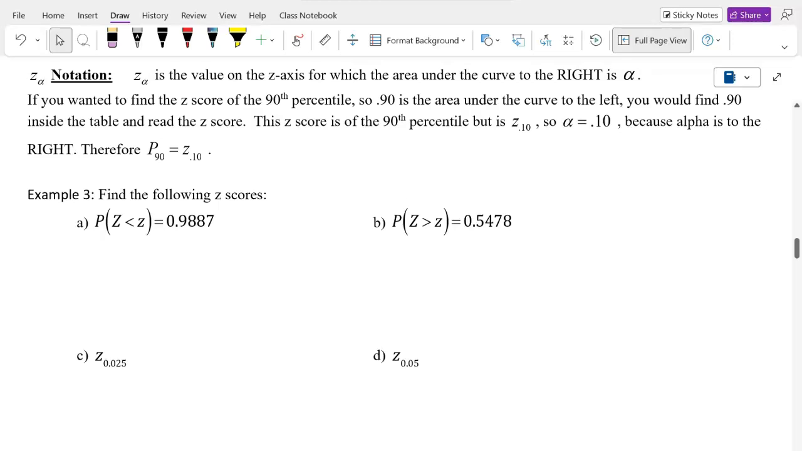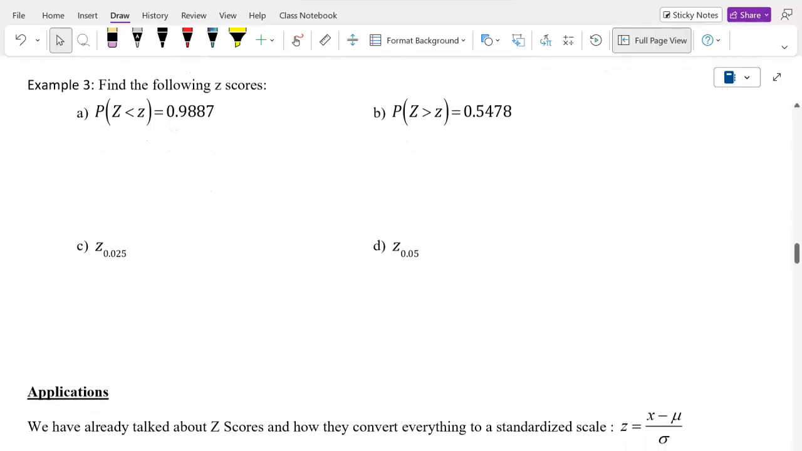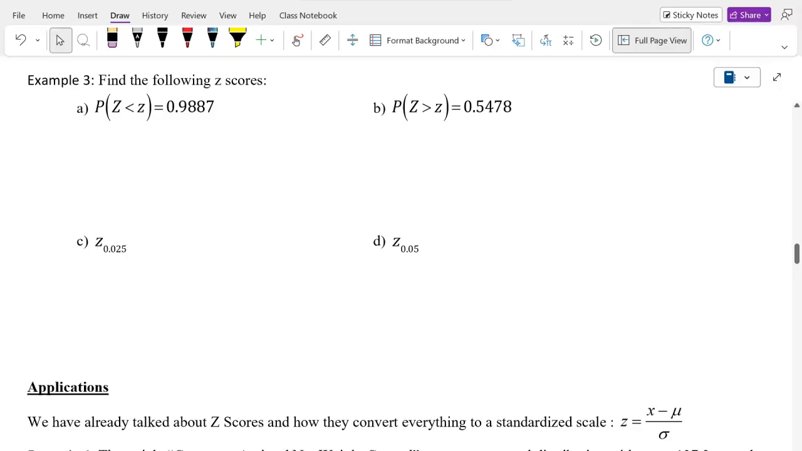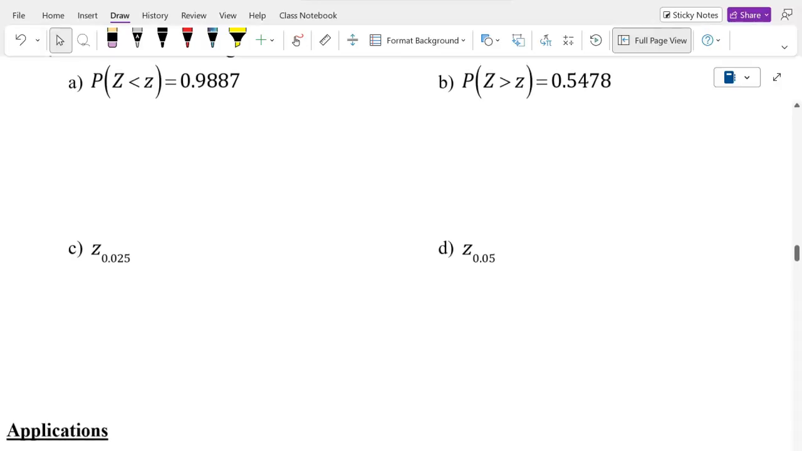Now, depending on notation, I just want you to know how to go backwards and find something. The notation is not that interesting to me. I'm going to draw the picture and I really just need you to be able to go back and forth. So let's draw it. Now this one, they're giving us the area and they want the z-score that is the cutoff for that. So I'm going to start by drawing a normal curve.